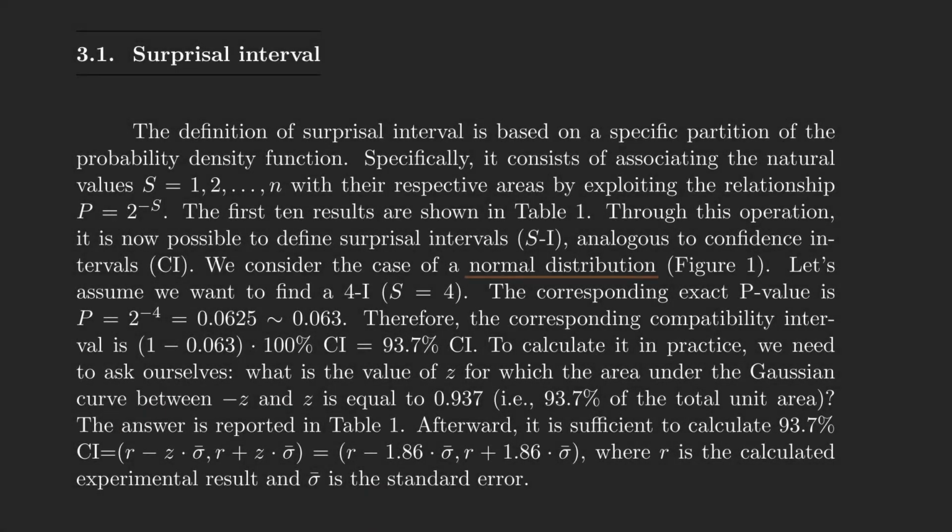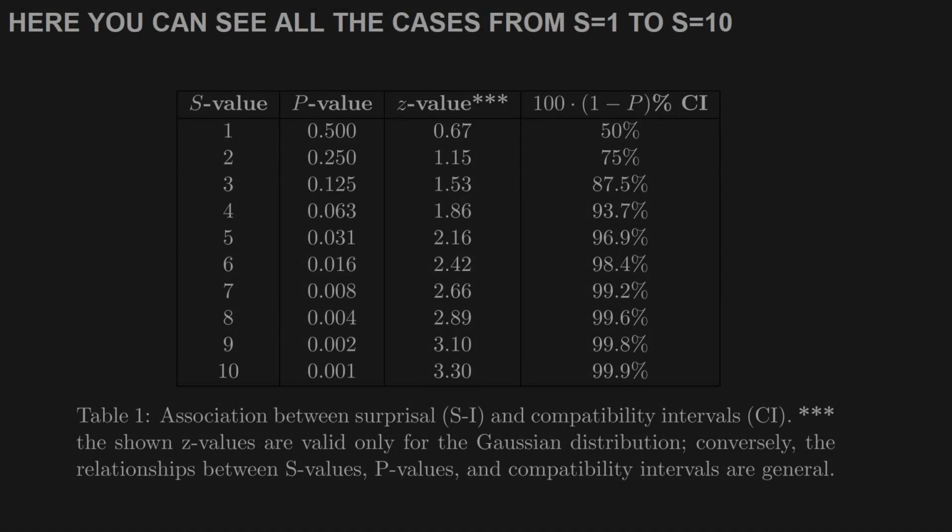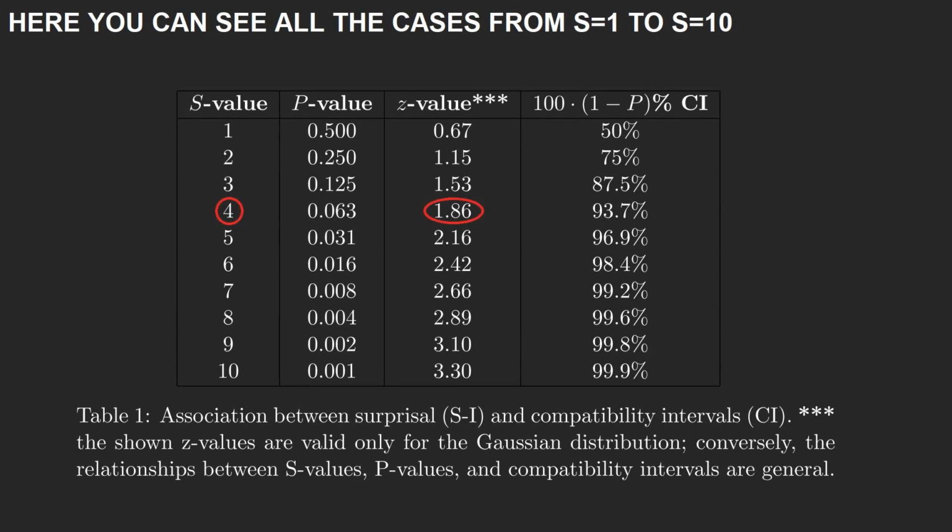Let's consider the case of a normal distribution and assume we want to find a 4-bit interval, for example. The corresponding exact p-value is, according to the shown formula, 0.063. Therefore, the corresponding compatibility interval is, according to the following formula, 93.7%. Now we need to ask ourselves, what is the value of z for which the area under the Gaussian curve between minus z and z is equal to 0.937? Here we can see the answer to this question.